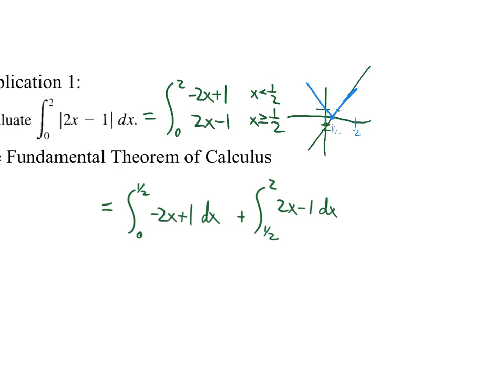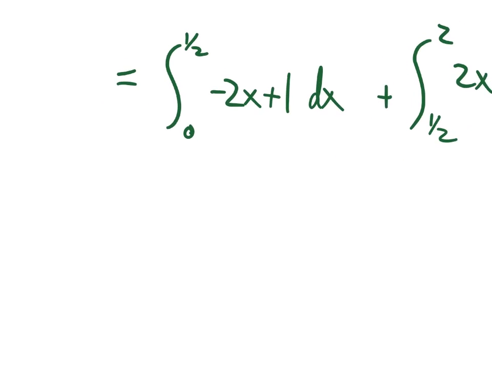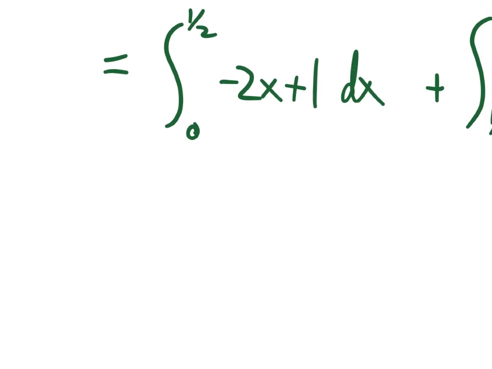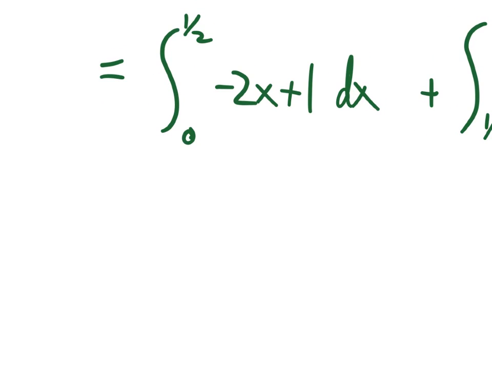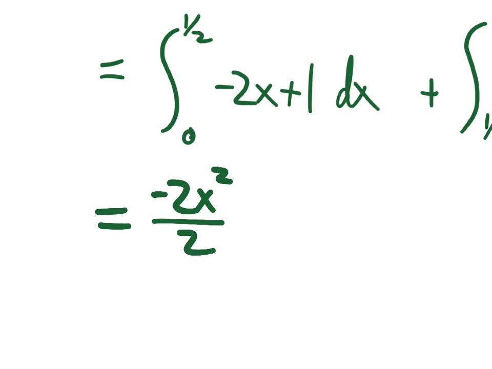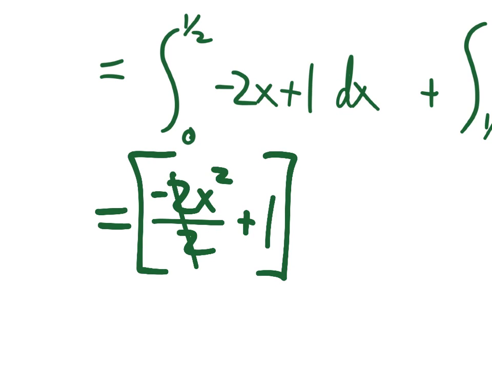So now we're doing the fundamental theorem of calculus twice. The first half, what's the antiderivative? Negative 2x squared over 2 plus x, so negative x squared plus x. Negative 2x squared over 2 is just negative x squared, plus x. We're going to evaluate that from 0 to a half.